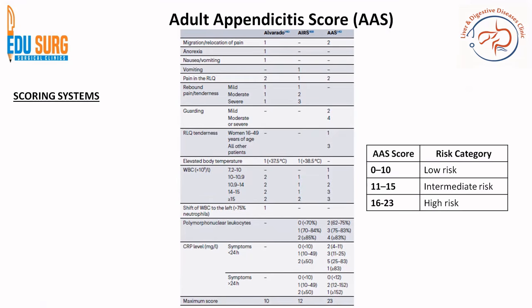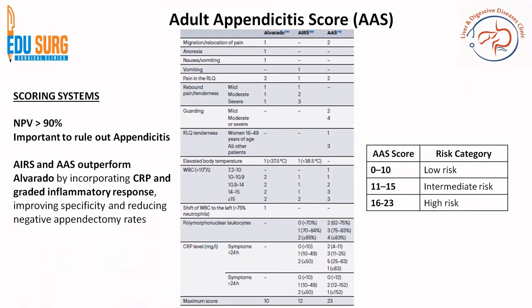Now, whichever scoring system that you follow, like I said, this is the second step after seeing the patient. WBC, CRP will be done in each patient. Look at the trends, identify the scoring system that you feel suits your practice. Remember that all of them have a negative predictive value more than 90%. What that means is that if your patient has a low risk as per the scoring system that you use, you can rule out appendicitis.